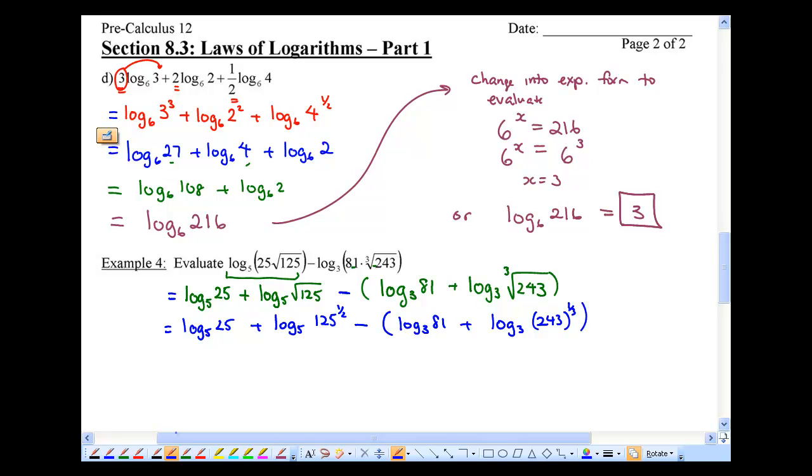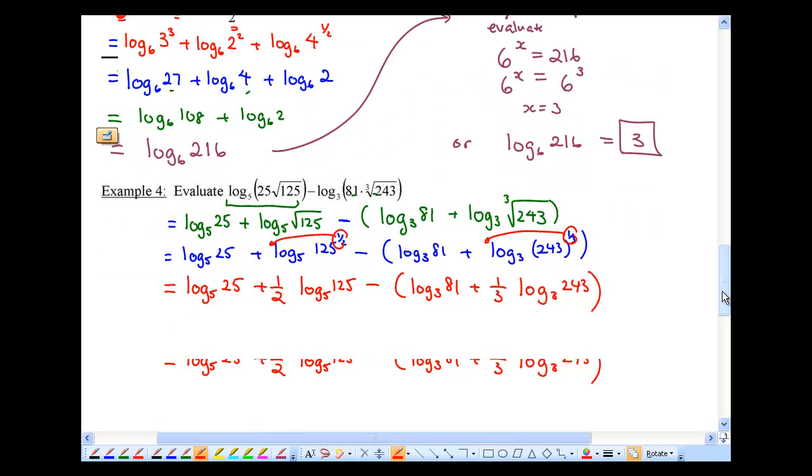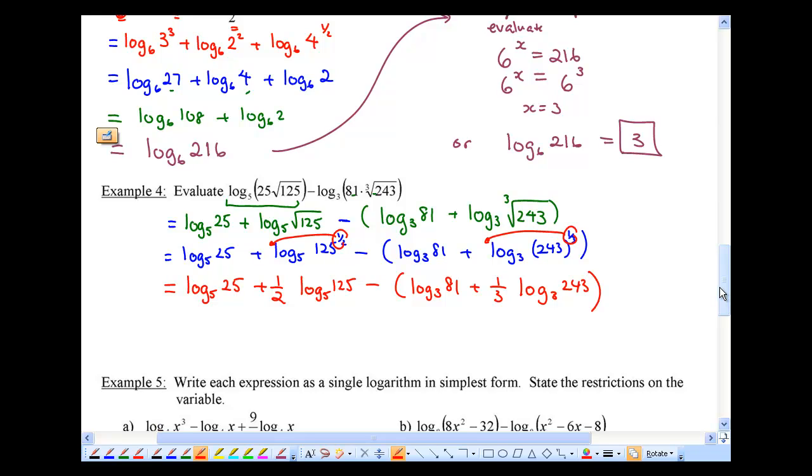Those powers can then be brought down, and I think I can start evaluating. Maybe I won't evaluate yet, but I will bring them down using the power rule. So 1/2 log base 5 of 125, take away bracket log base 3 of 81, bring the 1/3 down, log base 3 of 243. And here you have to go ahead and evaluate. So go ahead and do that.